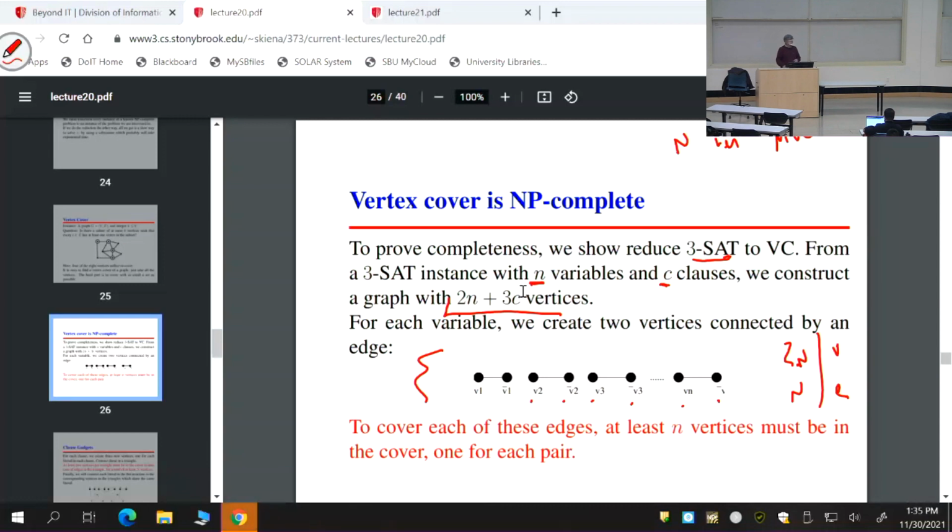And how many different minimum vertex covers are there here? Okay, let's see if we understand it. How many different vertex covers are there that are minimal? Yeah? 2 to the n. Why is it 2 to the n? I've got 2 choices for every one of these things, right? I could pick the left vertex or the right vertex of each pair. Okay? I have 2 to the n different minimum vertex covers of this graph so far. Okay? Any questions?